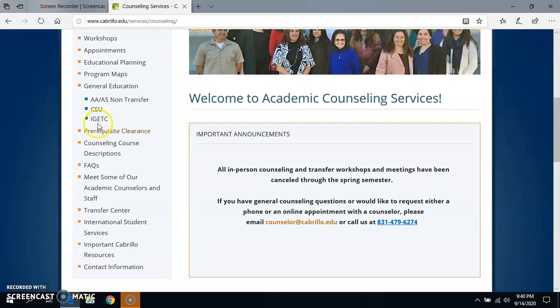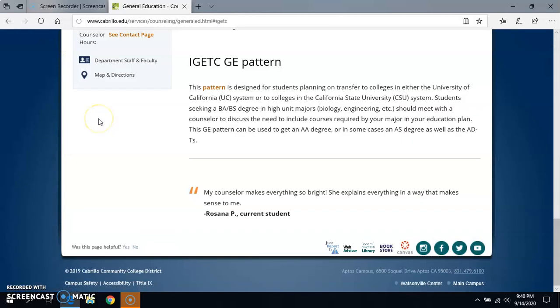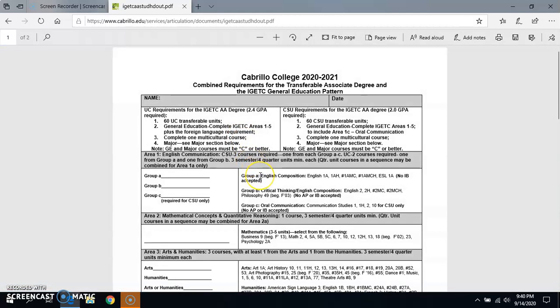We'll scroll down and we'll click on IGETC. Once there, we are going to click where it says pattern, and it's going to take us to the Cabrillo College 2020-2021 IGETC transfer pattern. One of the key things you want to know about this is that this general education pattern is accepted for both the University of California, the UC, and the CSU.